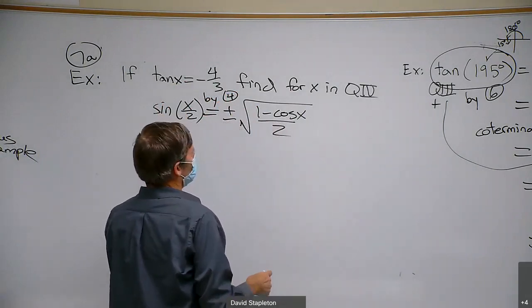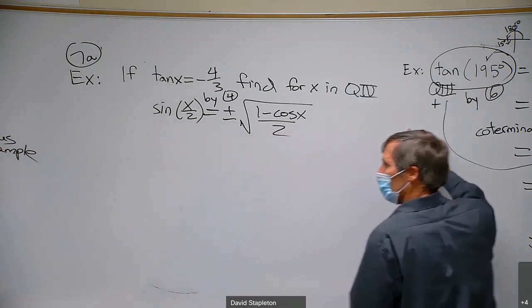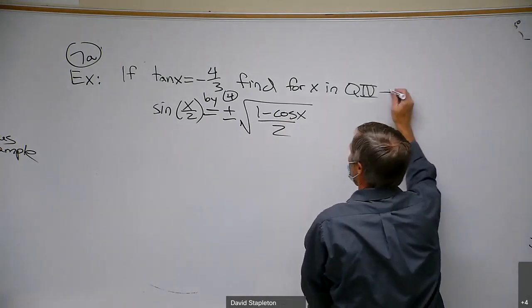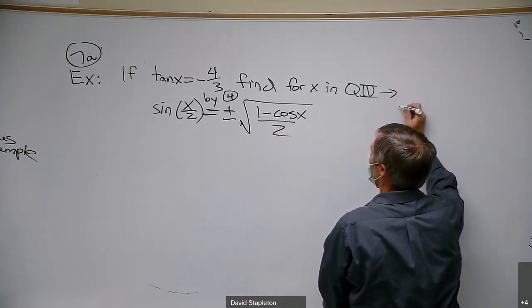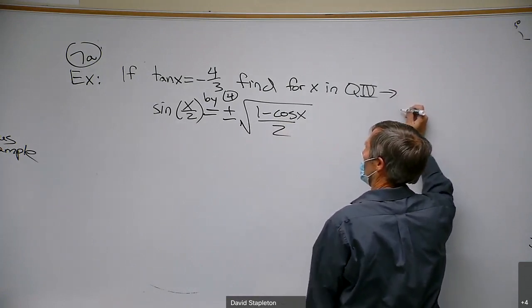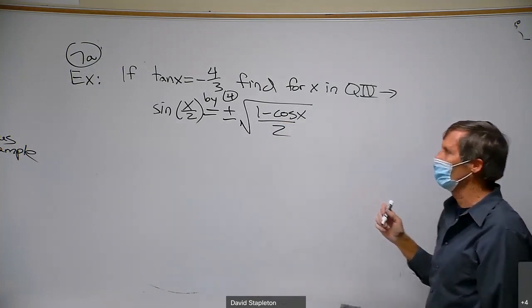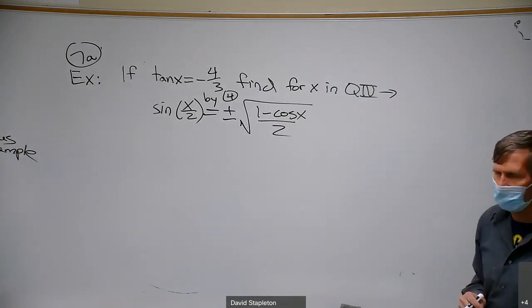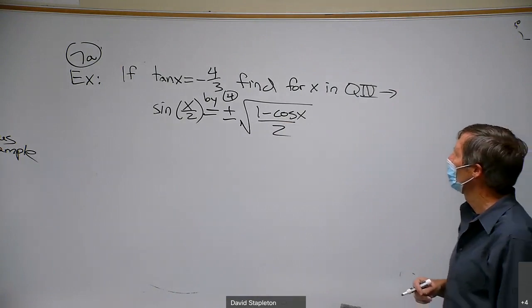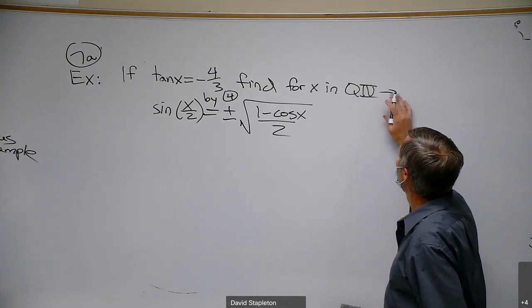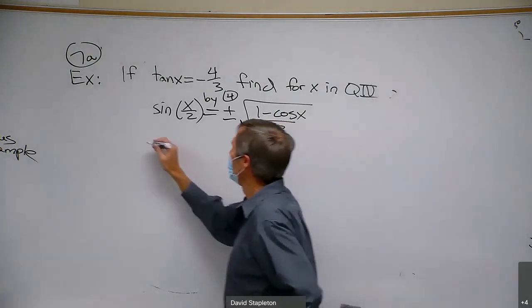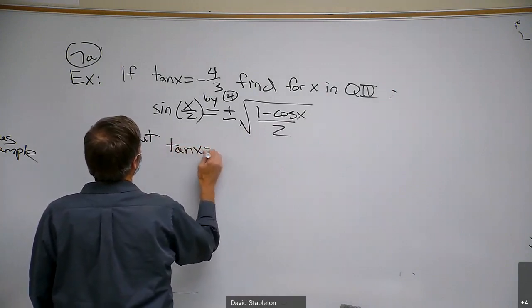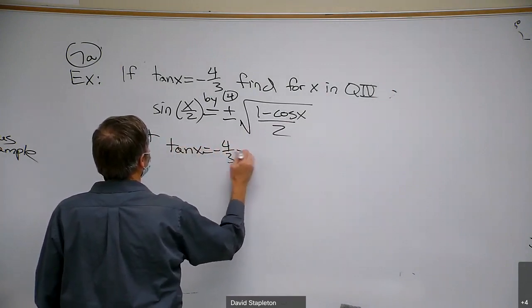So let's see what the other trig functions are. I think I've got room over here. If tangent equals minus 4 over 3, how can I find sine and cosine and all the other ones? I picked this one because it's the hardest. Remember how to find all 6 trig functions if you're given tangent in a quadrant? Tangent and cotangent are the 2 hard ones. Put it here. I'm running out of room over there. I'm going to do tangent.